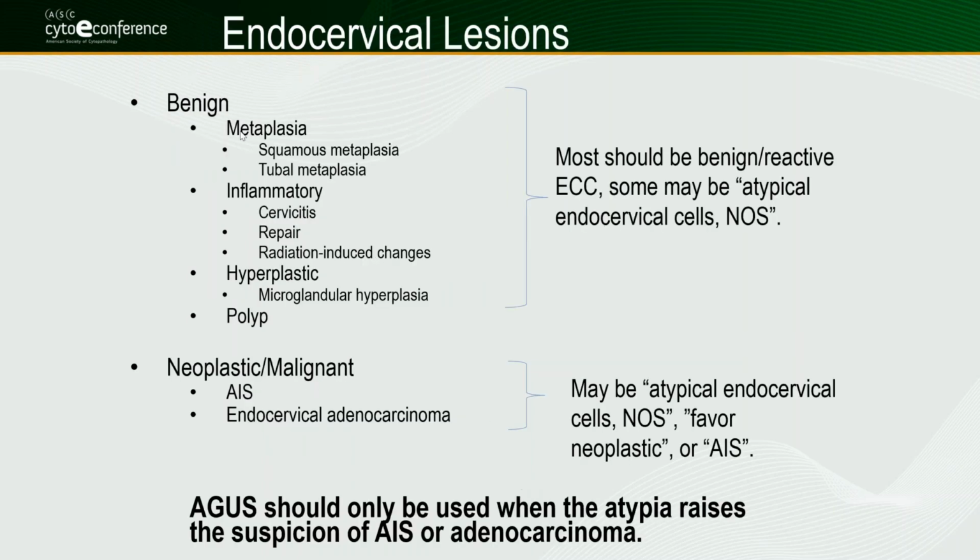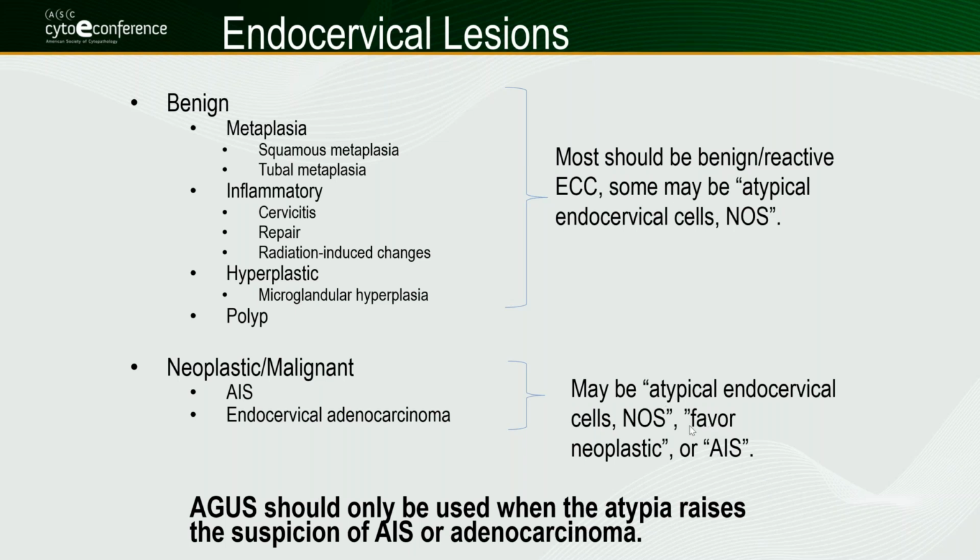The benign conditions I just described in histology, hopefully most of them will be benign reactive endocervical cells on pap. But some may be classified as atypical endocervical cells, NOS. And then for the neoplastic lesions, it may be atypical endocervical cells, NOS, favor neoplastic, or AIS. So it can be all 3 tiers, total 4, with endocervical adenocarcinoma.